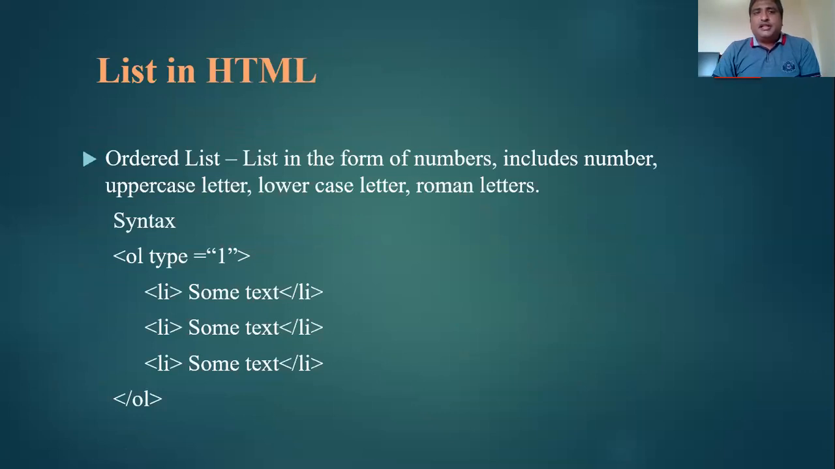Its syntax is ol type equal to 1. So here we specify the type number 1. The list will come 1, 2, 3 and so on. So here we add the items: li some text, li some text, li item, and the ol tag is closed here. So this is the syntax of the ordered list. Let's see an example of it.